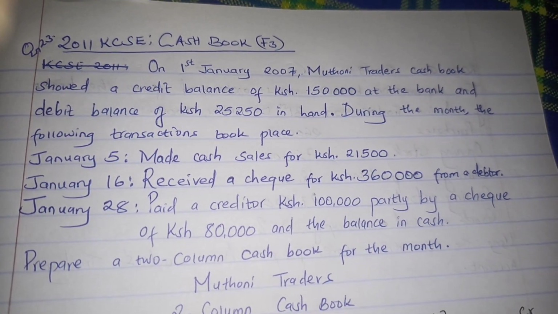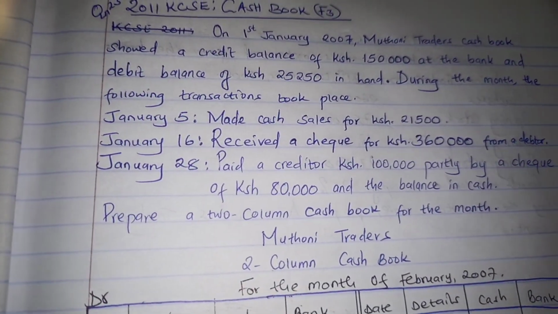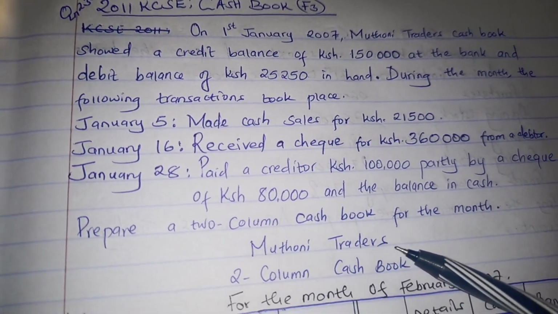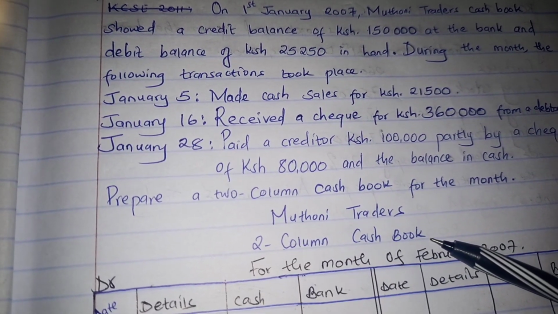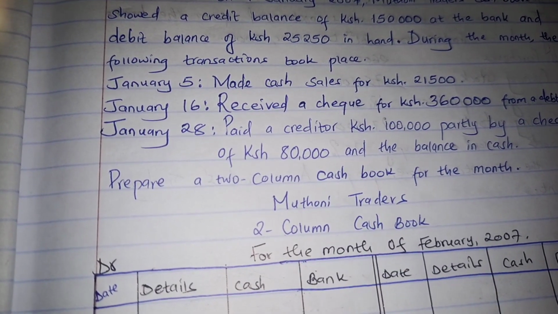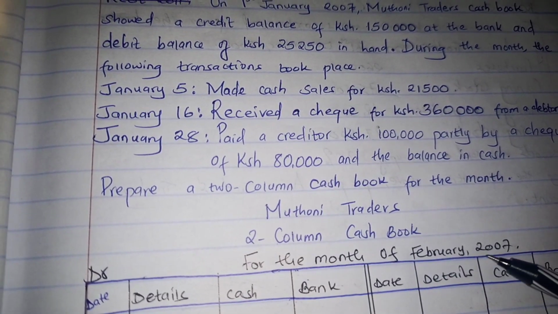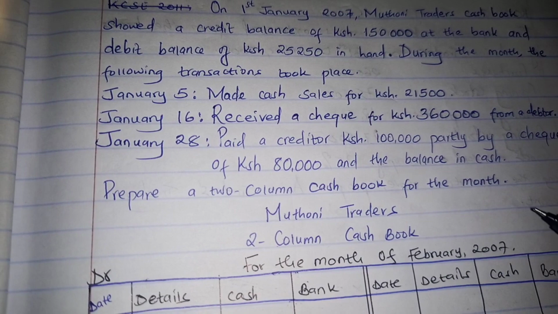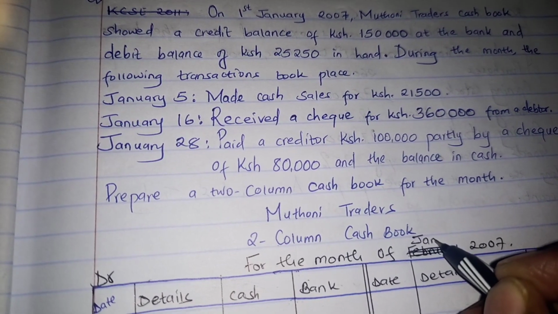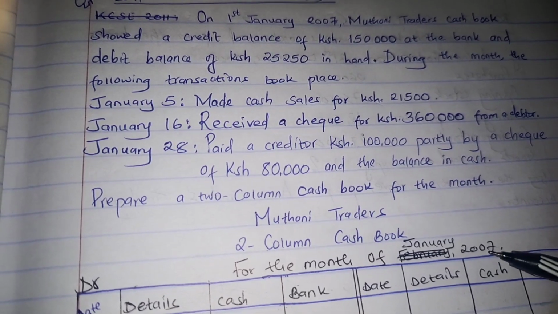So when preparing a 2-column cash book, the first thing is you draw your account, whereby we have the heading. You start with the name of the business, which is Muthoni Traders. The account we are preparing is a 2-column cash book. And then for cash book, we usually prepare for a certain month. It's supposed to be January, sorry, not February. For the month of January 2007.